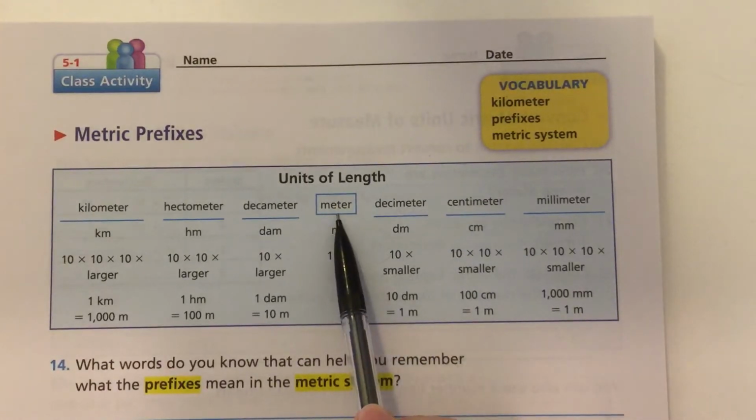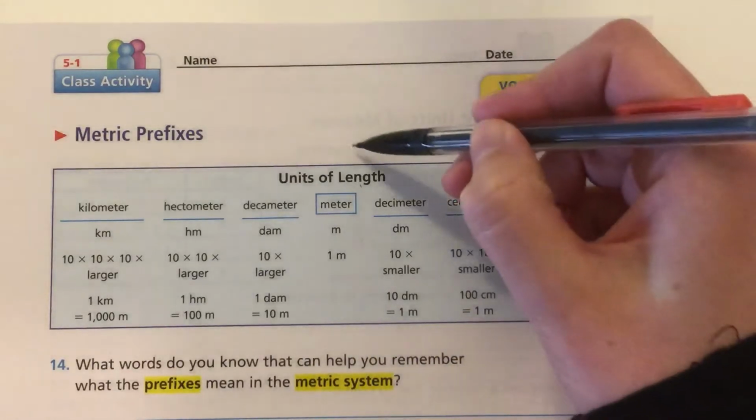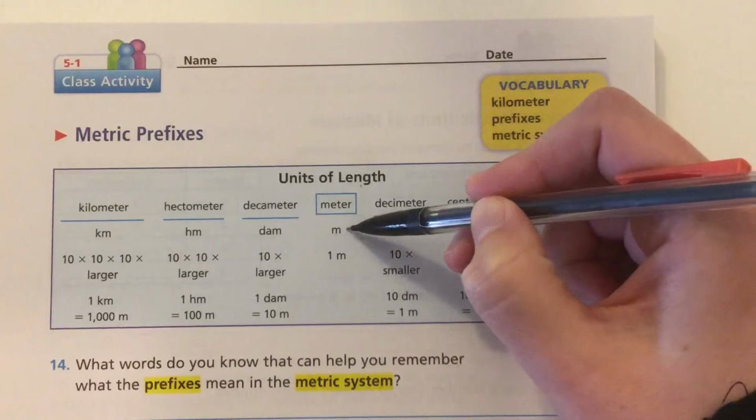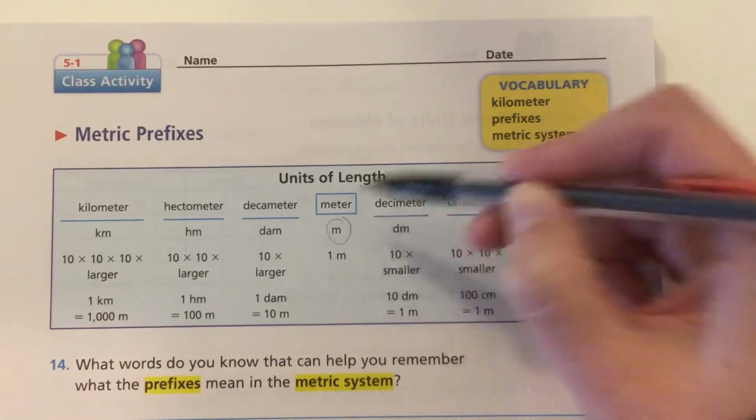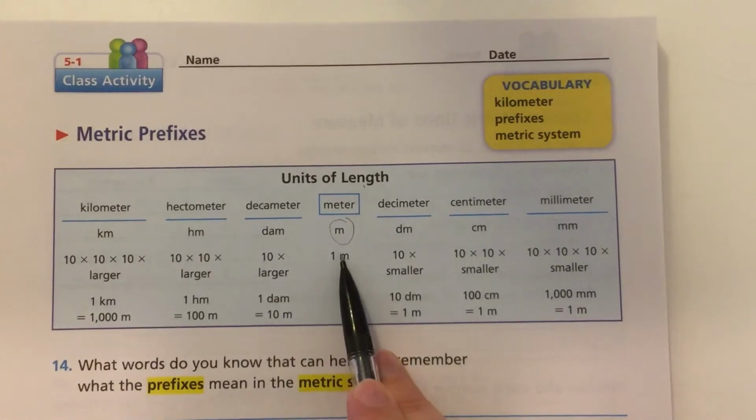So in the middle of the chart, we see the word meter. We know that that's our unit of length when we're working in the metric system. So this is our center. And again, remember that that meter is going to be the distance between your fingertips. Basically, if you hold your arms straight out on either side of your body, that's about a meter. Of course, it's not perfect, but it kind of gives you an idea. So we've got the meter there.